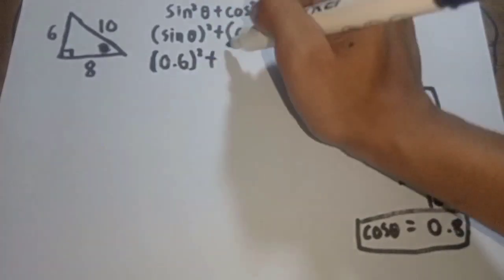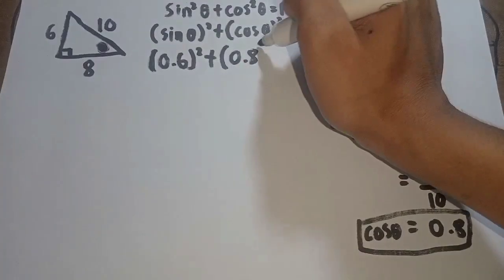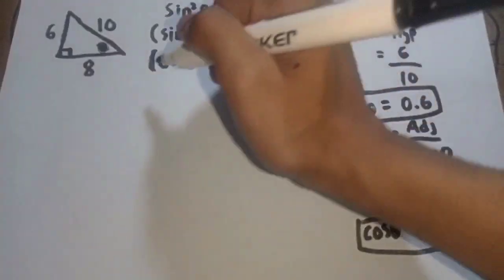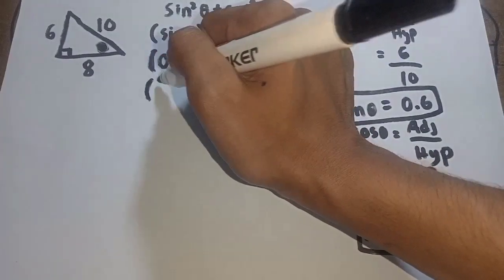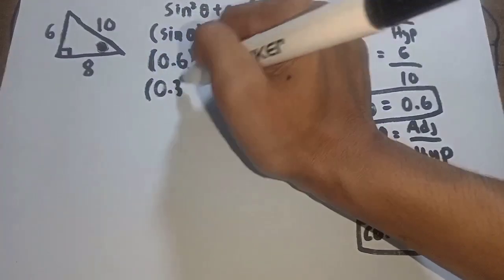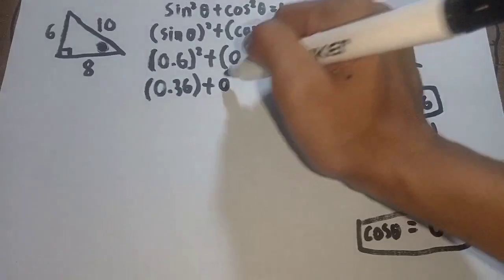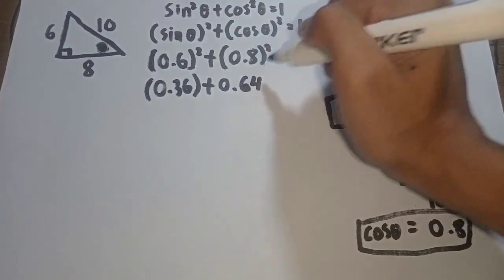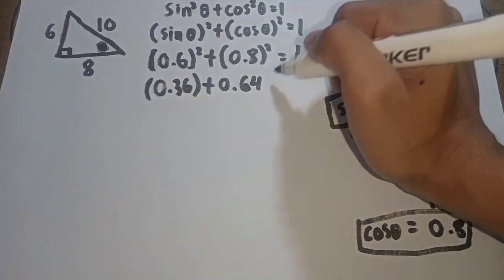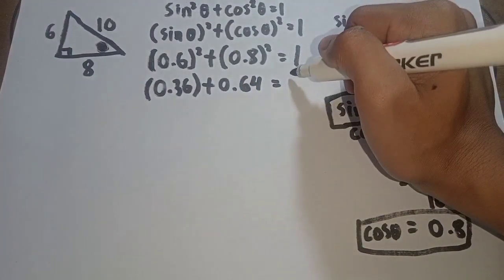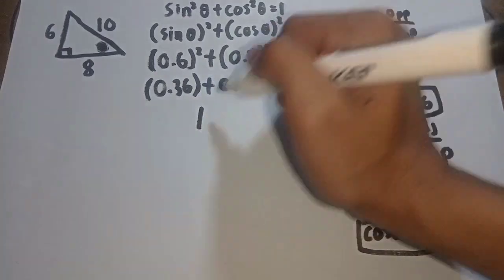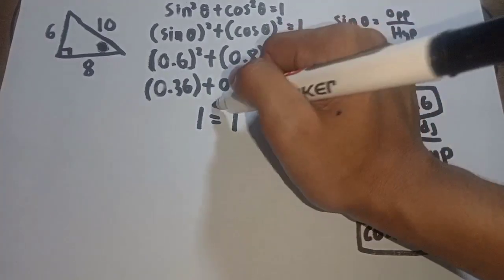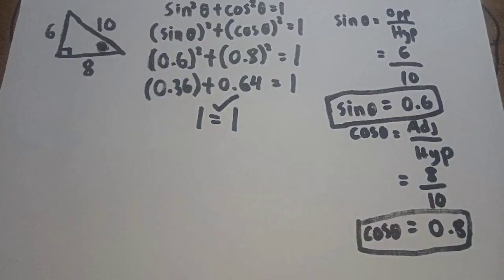Okay, substituting the values of sine theta and cosine theta: 0.6 squared is 0.36 and 0.8 squared is 0.64. If we add 0.36 and 0.64, it will give us 1. This confirms that our values for sine theta and cosine theta are correct.